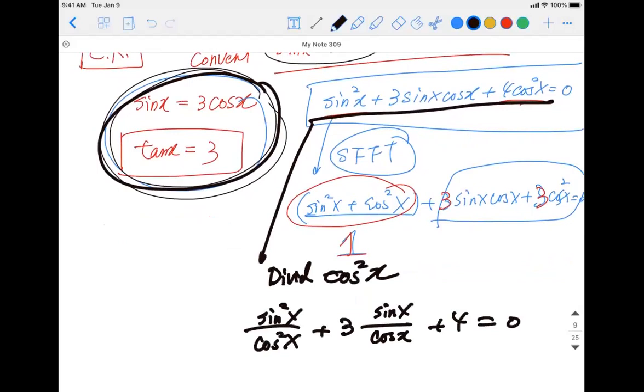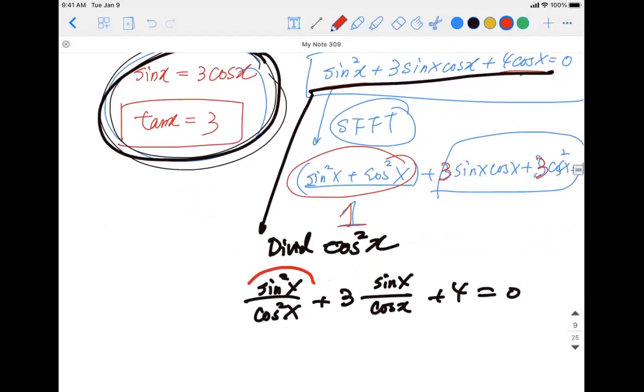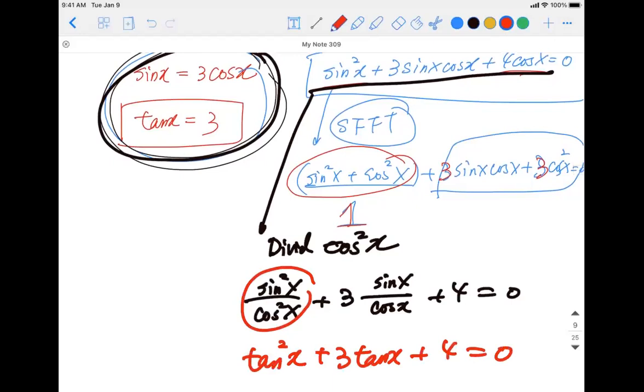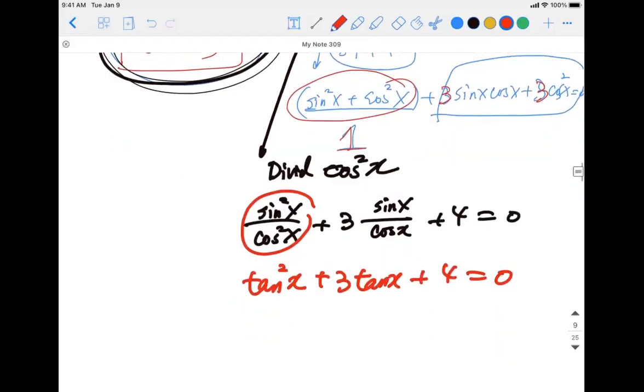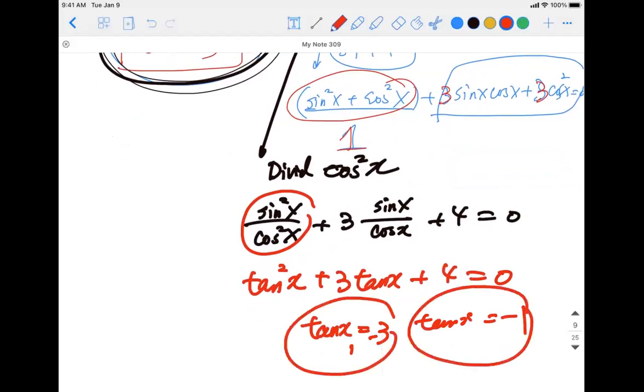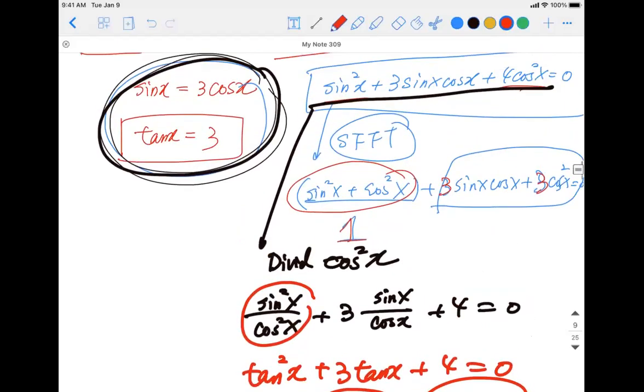equals 0, right? So sine squared over cosine squared is going to be our tangent squared, plus 3 tangent plus 4 equals 0. Is it right? So you will be able to find the value for tangent 1, tangent 2. One is 3, one is minus 3, one is minus 1. Tangent theta, you can choose whatever value you want to choose. So you will still be able to get the value for tangent theta. Exactly the same thing as here.